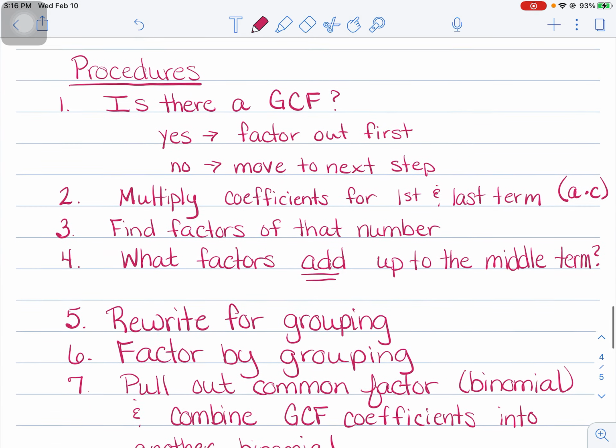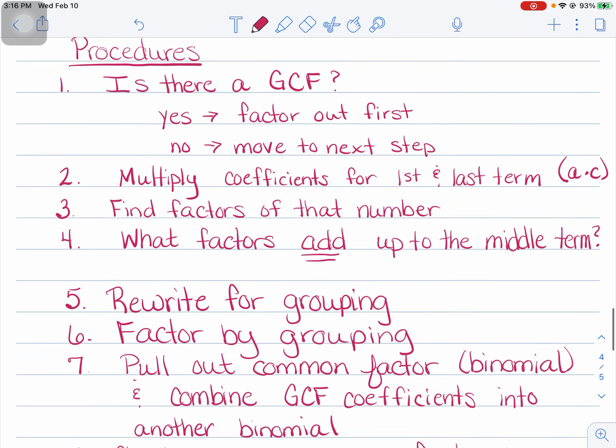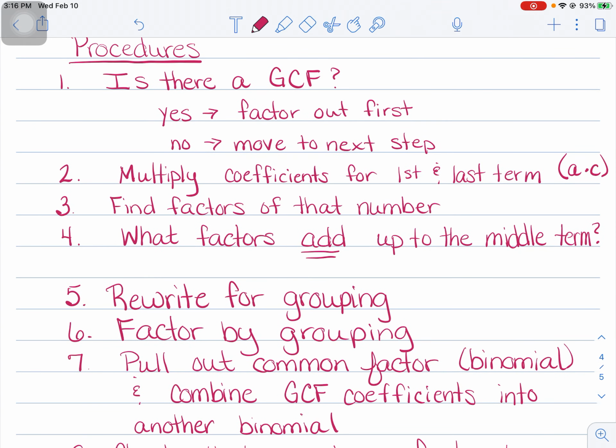All right, so let's look at some procedures. You should always get in the habit of looking, when you're looking at trinomials, is there a greatest common factor? If there is, you factor it out first, and if there's not, you move on to the next step. Then you multiply the coefficient for the first and last term, the a times c, and find factors of that number, and you want those factors to add up to the middle term.